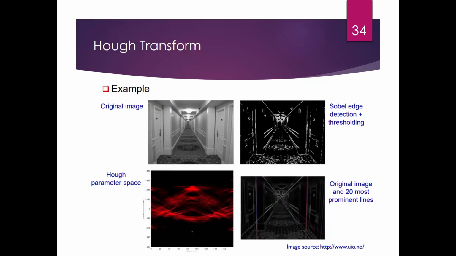This is another example of Hough transform. Here we are going to get edge information. So these are the 20 most prominent lines that we are going to get with the help of Hough transform. And this is the corresponding Hough parameter space in which every point is going to be represented by a waveform. And if these points are collinear, then they are going to cut at a particular point.